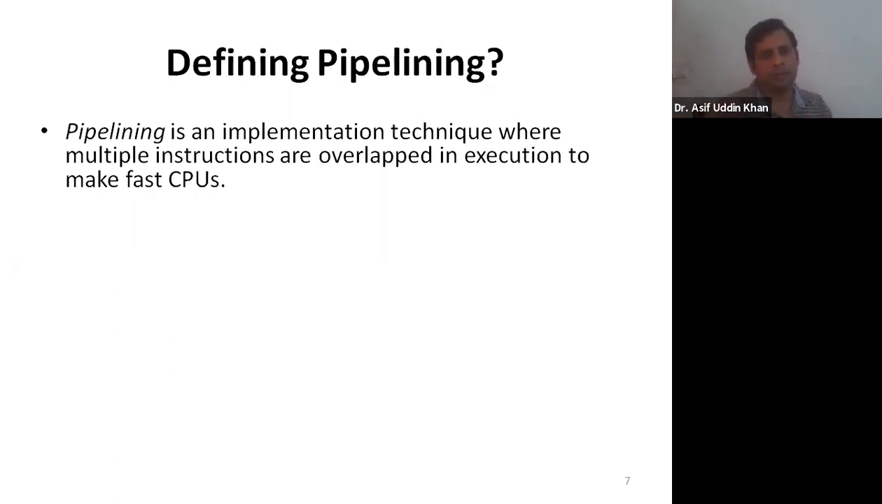We can use this technique, pipelining. Pipelining is an implementation technique we can use to reduce the number of clock cycles. This technique allows parallel processing, so multiple instructions can execute in parallel. How are they executed in parallel? They are overlapped. The instructions are overlapped in execution.